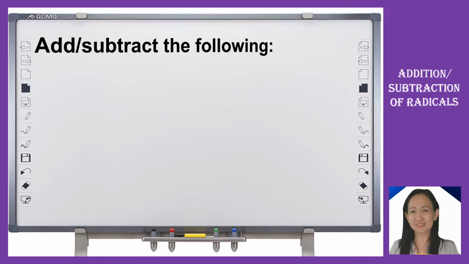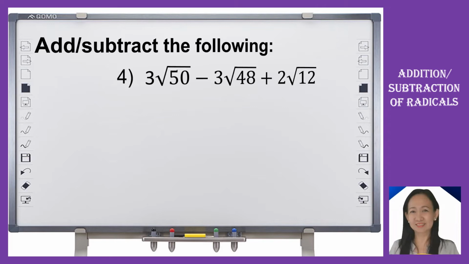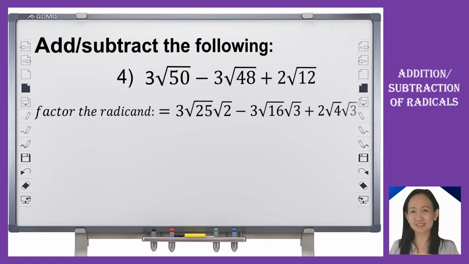Now let us move to number 4, where our given is 3 times the square root of 50 minus 3 times the square root of 48 plus 2 times the square root of 12. Now think of the factors of the radical. For square root of 50, we have the square root of 25 times the square root of 2. The square root of 48 is the square root of 16 times the square root of 3. And the square root of 12 is the same as the square root of 4 times the square root of 3.